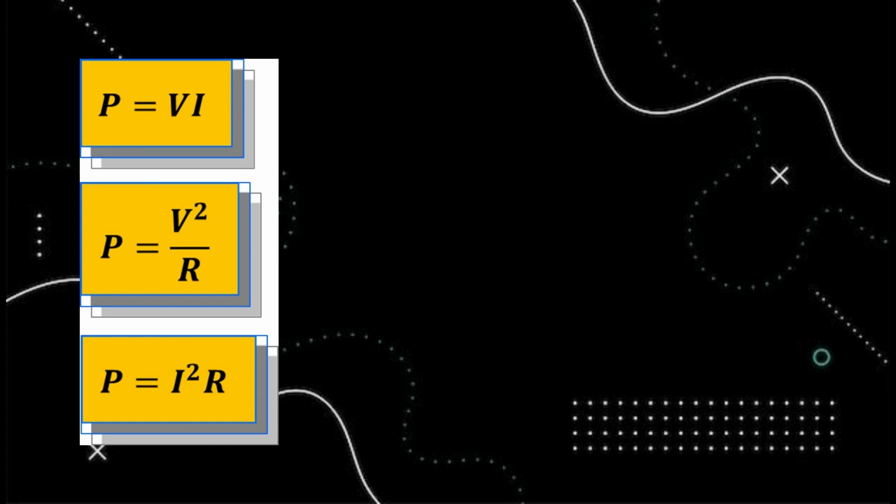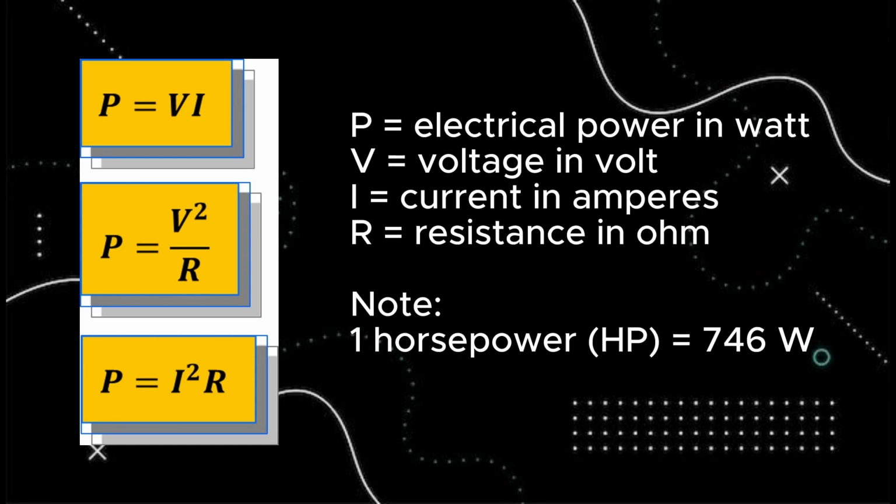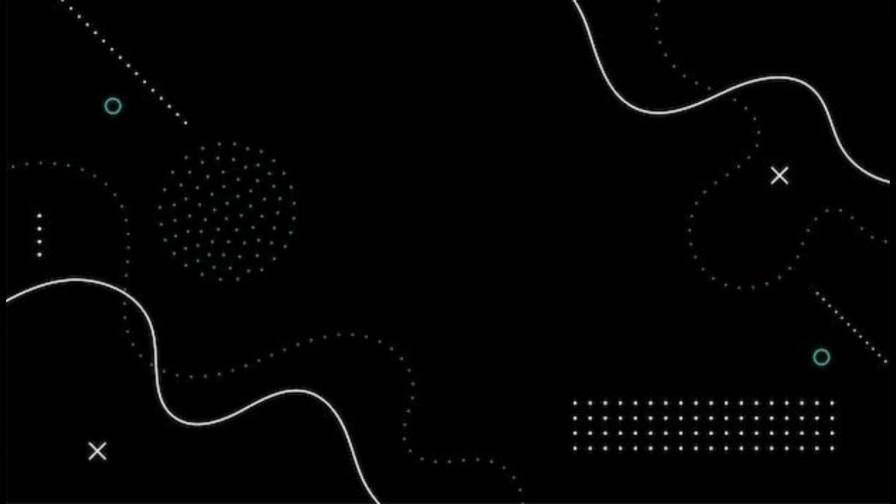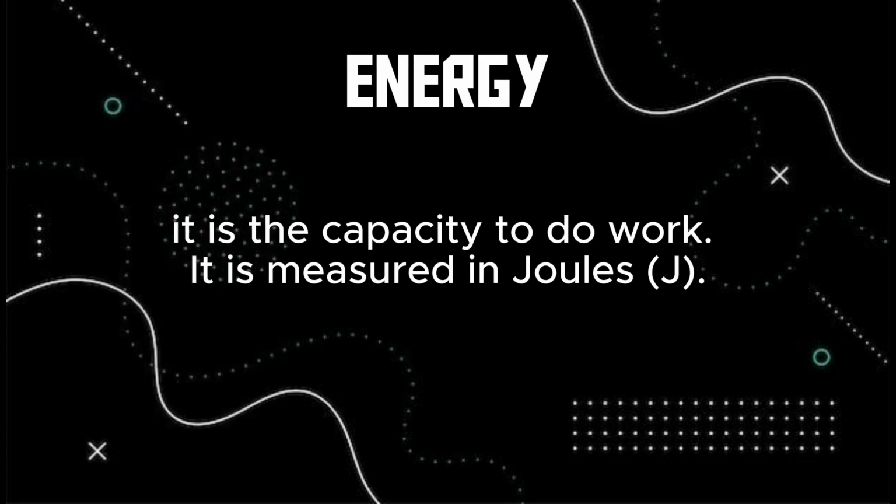So here are the formulas for the electrical power, where P is equal to electrical power in watts, V is equal to the voltage in volts, I is equal to the current in amperes, R is equal to the resistance in ohms. And note, 1 horsepower or HP is equal to 746 watts. Next, energy. Energy is the capacity to do work. It is measured in joules.